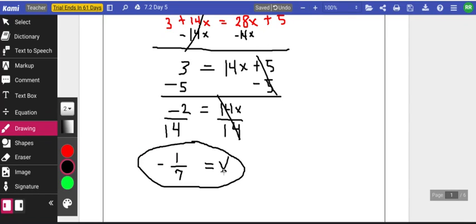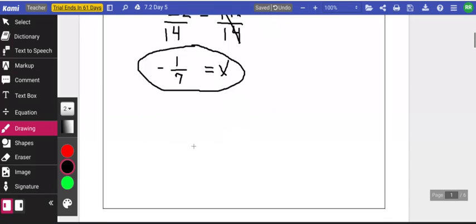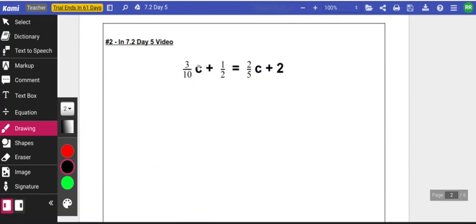Don't be thrown off if your variable is equal to some fraction. That's going to happen more and more as we move into our next chapter when we start solving systems of equations. So x equals negative 1/7. Circle your final answer.